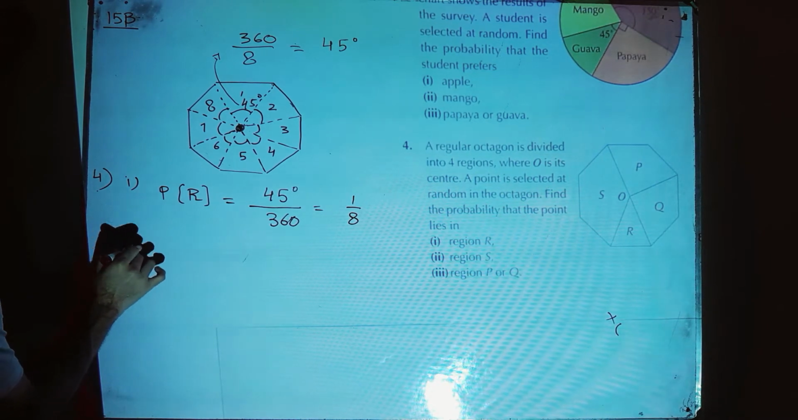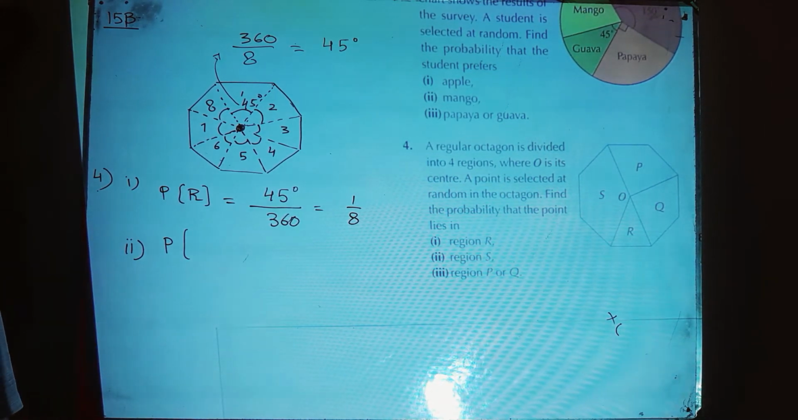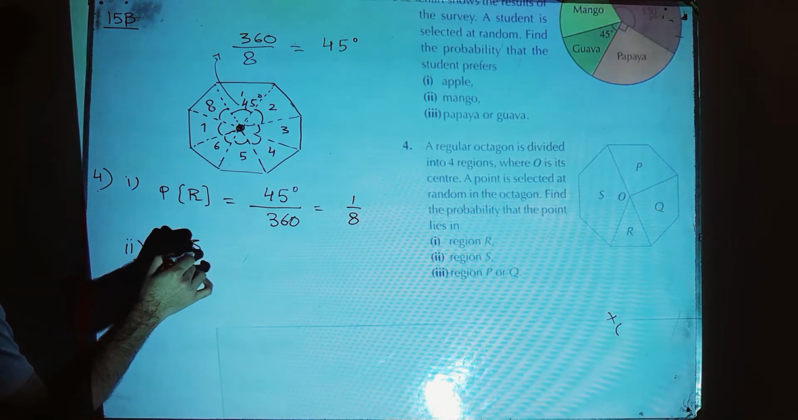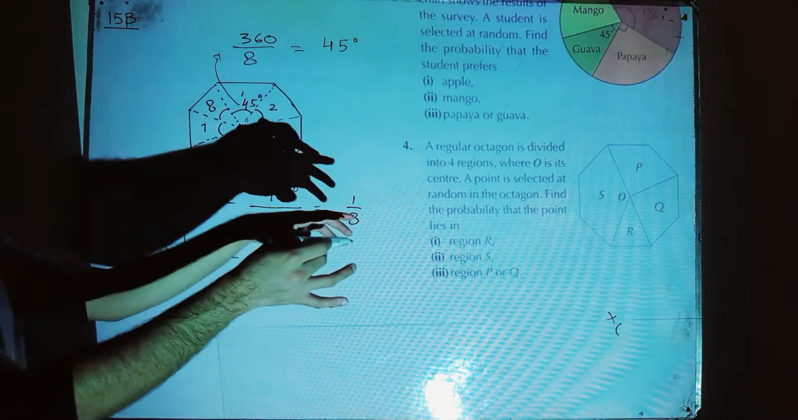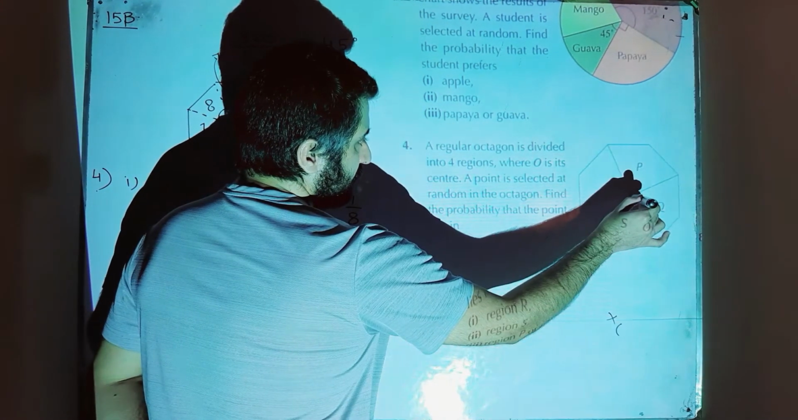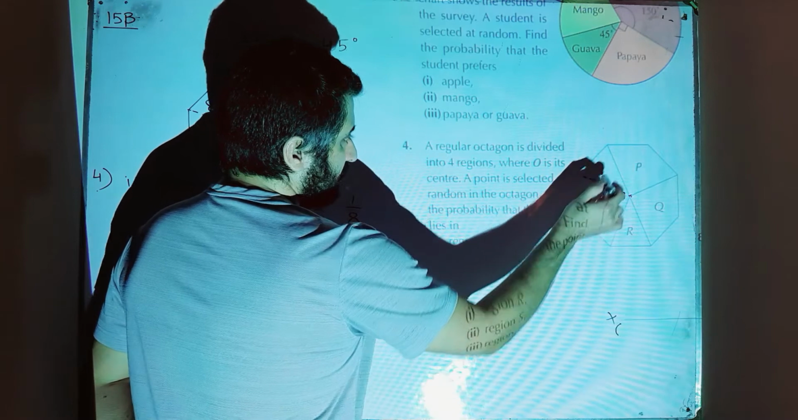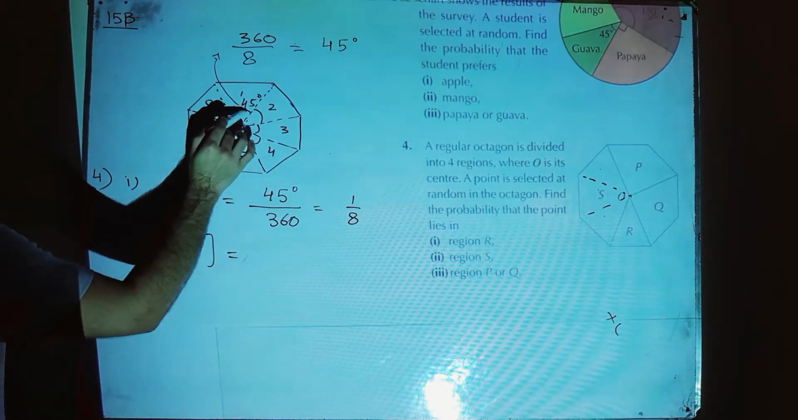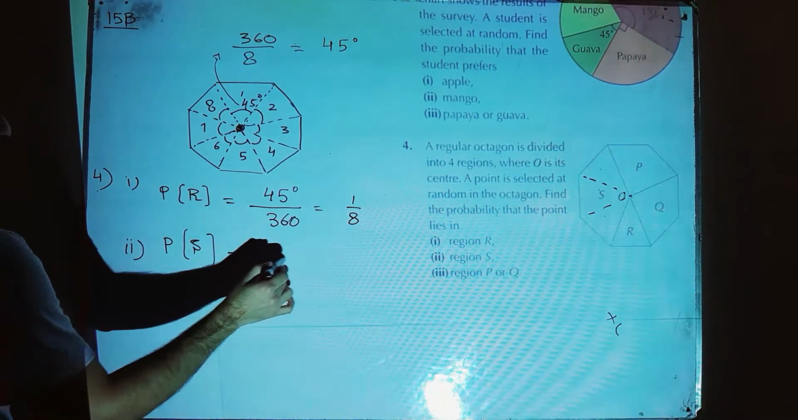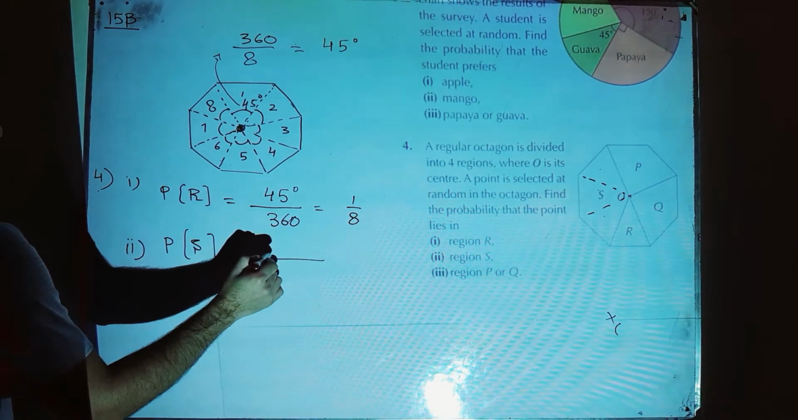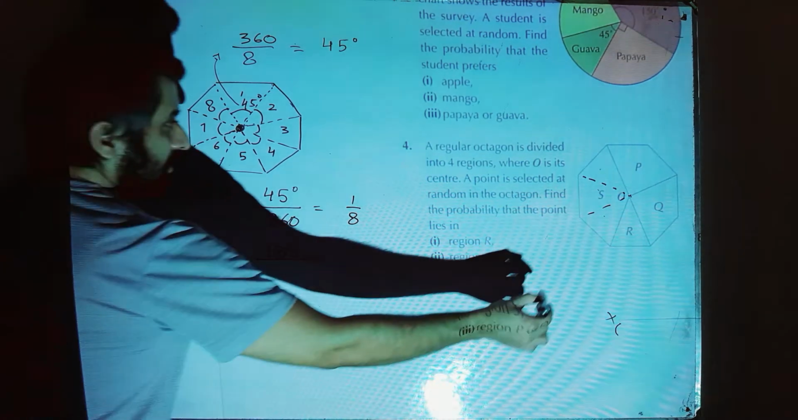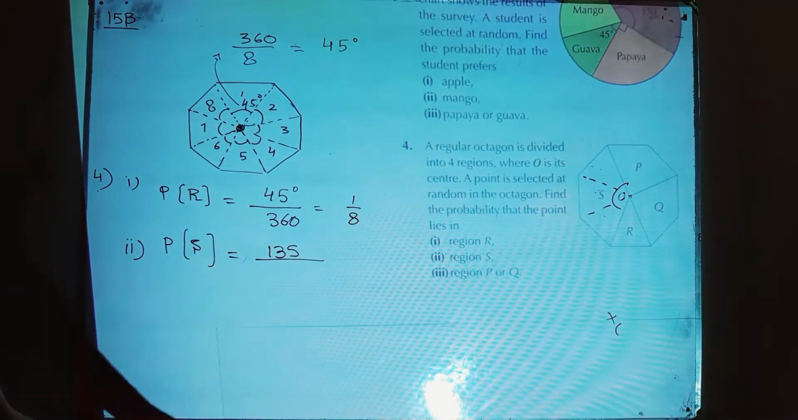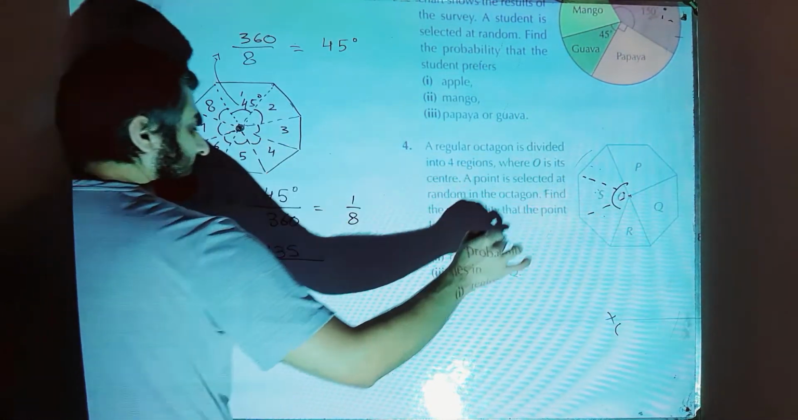Part number 2. What is the probability of selecting a point at random from the octagon and that lies in S? Now you must know how many sectors are covered in the region S. Let me draw over here. 1, 2, 3. We have 3 sectors in S, and one sector in the octagon has an angle of 45. So three sectors have 45 plus 45 plus 45, that is 135. This angle is 135, while the total angle is 360.